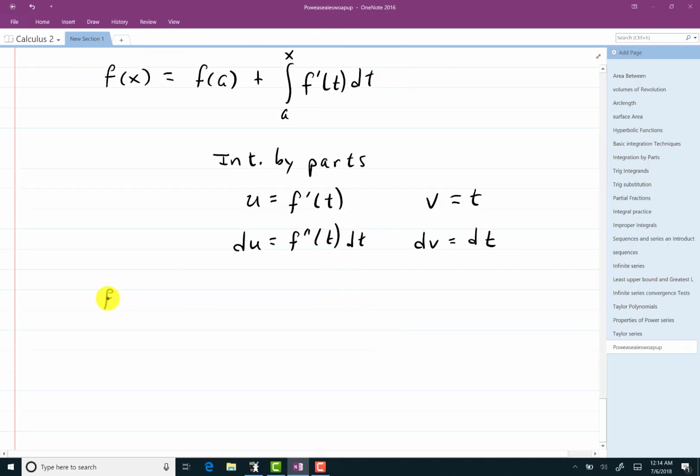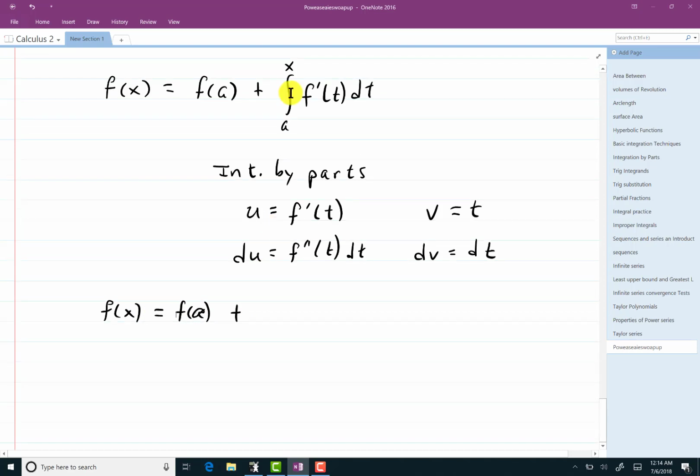F of x will equal f of a plus, I'm going to replace that integral with uv. So I'll have t times f prime of t. That'll go from a to x. And then you subtract this part, minus the integral from a to x, t times f double prime of t dt.